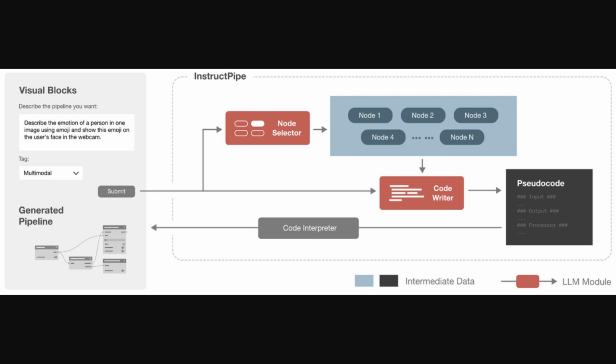Okay, so Figure 1 from page 3 visualizes the entire InstructPipe process. It begins with a user providing an instruction and tag in Visual Blocks. InstructPipe then uses its node selector and code writer, which are LLM modules, to generate pseudocode. A code interpreter then translates this into a usable pipeline displayed back in Visual Blocks.